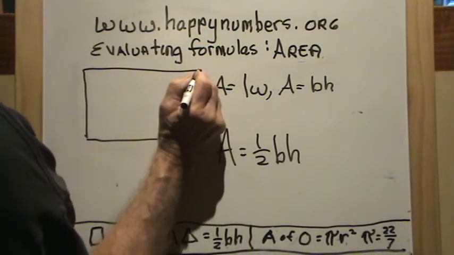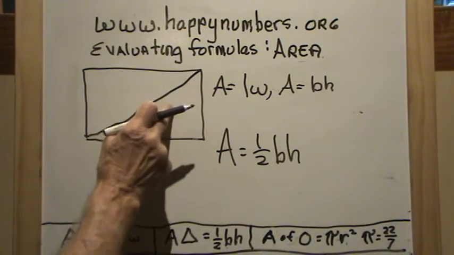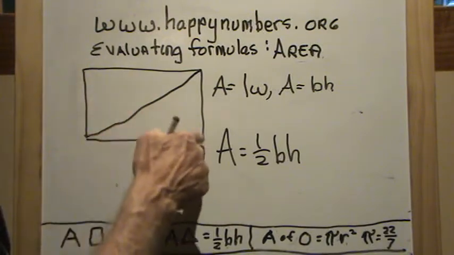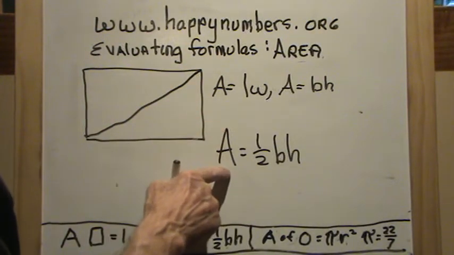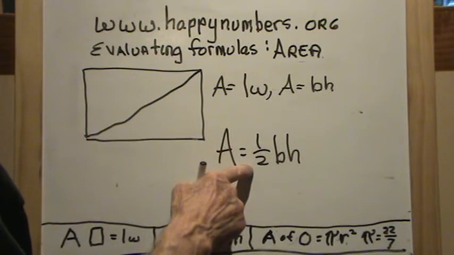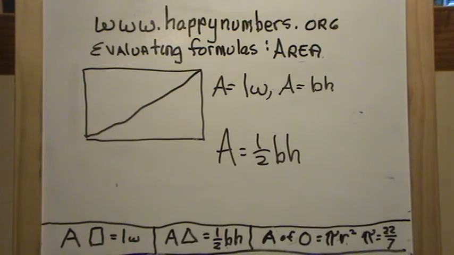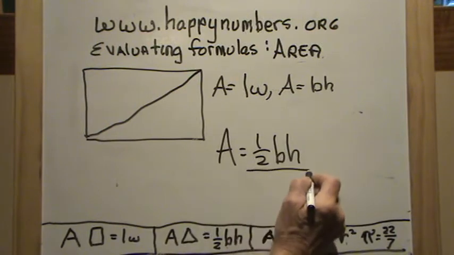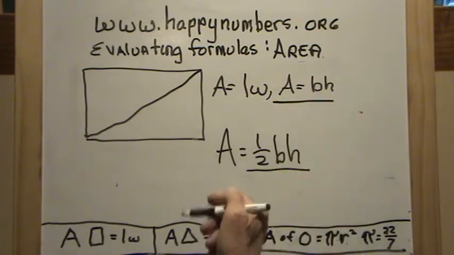Well, if you'll notice, a triangle, this is a triangle, and this is a triangle. A triangle is 1/2 a rectangle. So that's why the formula for the area of a triangle is 1/2 that of the formula for a rectangle. I hope that didn't confuse you, but this formula is 1/2 of this formula. It's just 1/2 the base times the height.